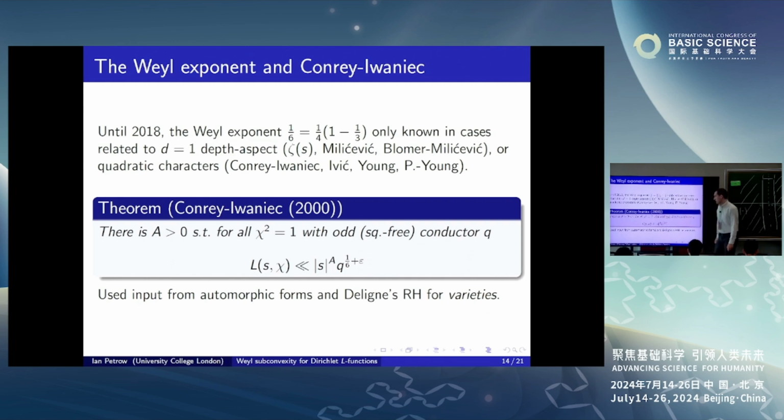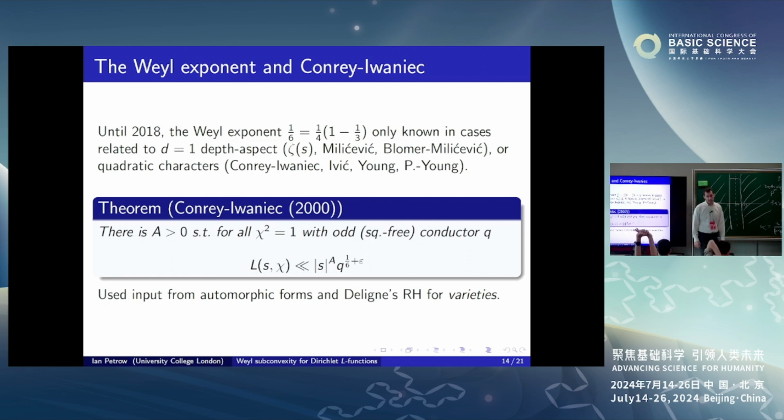They came up with a method that used new input from the theory of automorphic forms. Whereas Burgess's bound used Weil's Riemann hypothesis for curves over finite fields, they were able to use the power of Deligne's Riemann hypothesis for varieties over finite fields, really Weil's conjectures from the 1970s, to prove this.